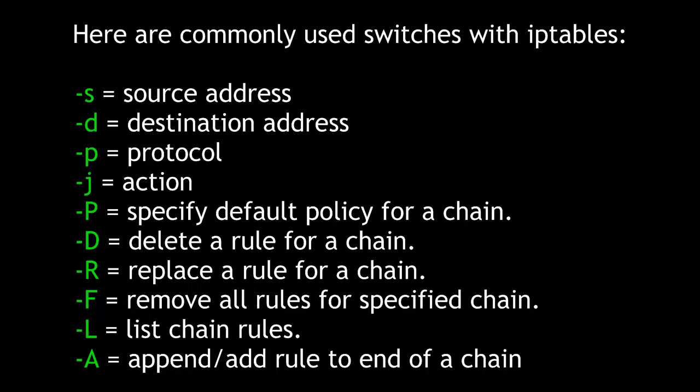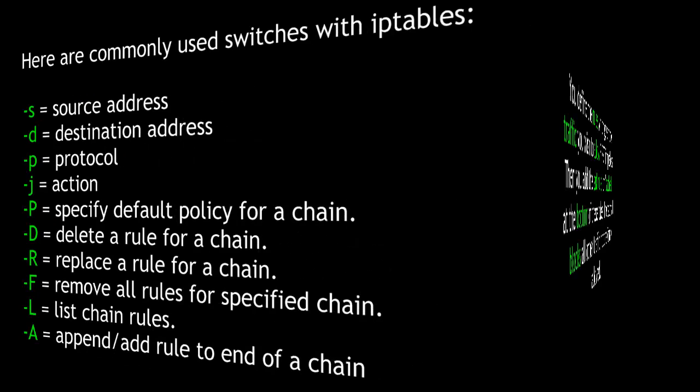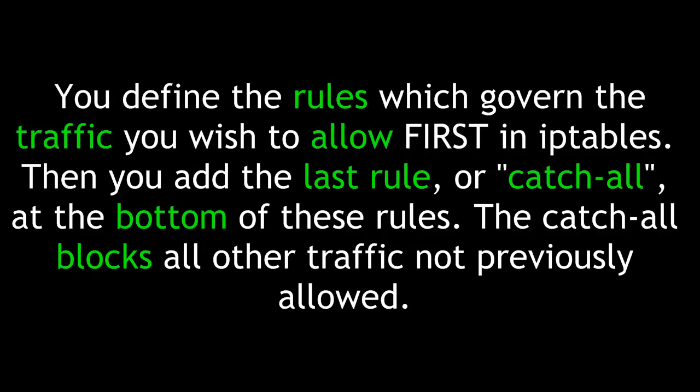In addition to understanding these built-in chains and how they work, you want to familiarize yourself with the switches and options that you can pass into iptables. Some of them are listed here. -s for source address, -d for destination address, -p for protocol, -j for action. Uppercase -P to specify a default policy, uppercase -D to delete a rule for a chain, uppercase -R to replace a rule for a chain, uppercase -F to remove all rules for a specified chain, uppercase -L to list chain rules, and uppercase -A to append or add a rule to the end of the chain. If you forget or are unsure about a particular option to use with iptables, you can always pull up the man page.